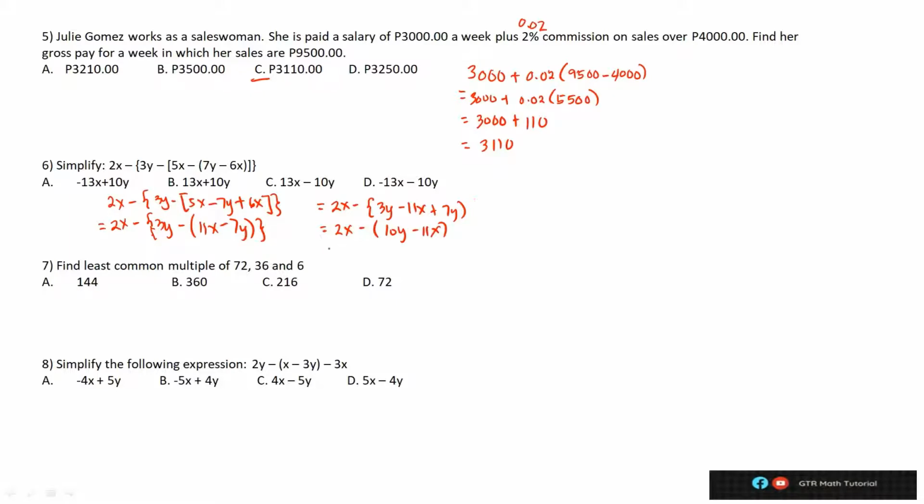Then, change the sign again. So, we have 2, since negative, so we have negative 10y plus 11x. So, finally, combine 2x and 11x. So, that is equal to 13x minus 10y. So, which is 13x minus 10y. So, letter C. Parang puro letter C yung sagot, ano? So, yan, letter C. Okay, so next, find the least common multiple.